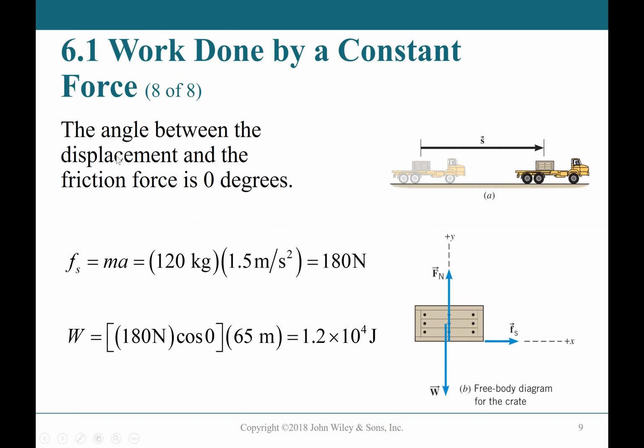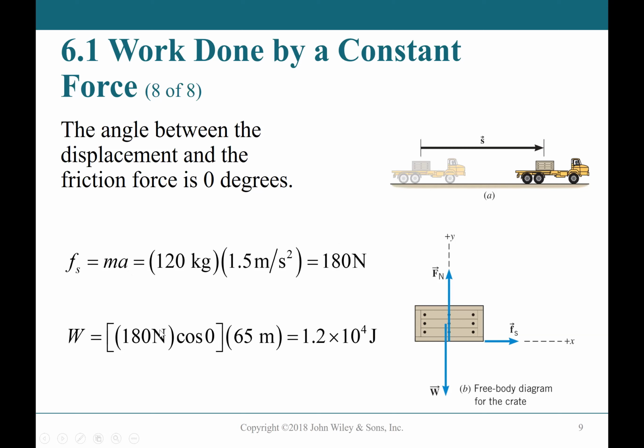Here we see that the angle between the displacement and the friction force is 0. And we now know the cosine of 0 is 1. So what is the equation? Newton's second law says F equals ma. So my static frictional force, F sub s, is equal to ma. We have mass times acceleration. That gives me my frictional force. Then to find my work, I say my work is equal to the force times the cosine of the angle between them.